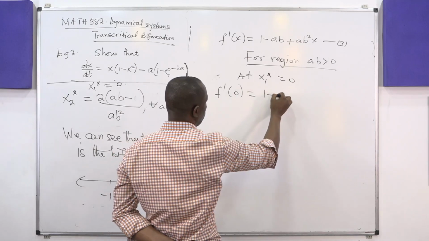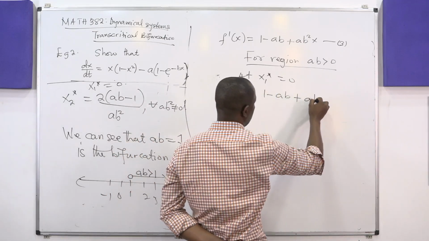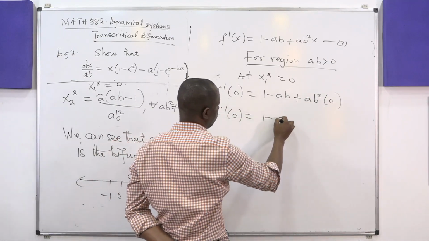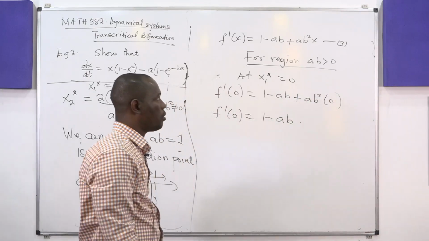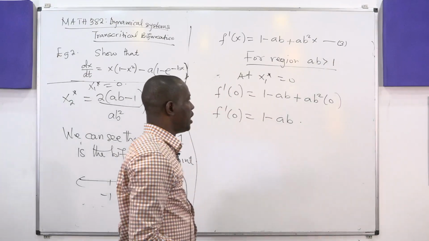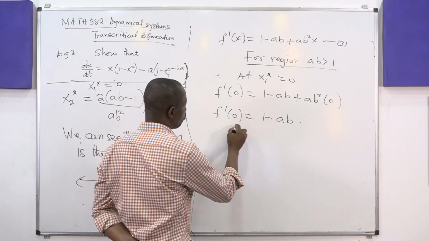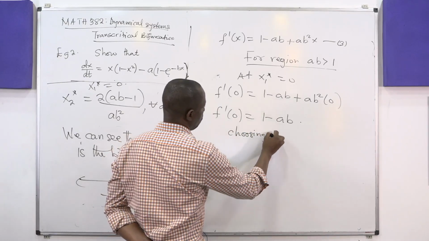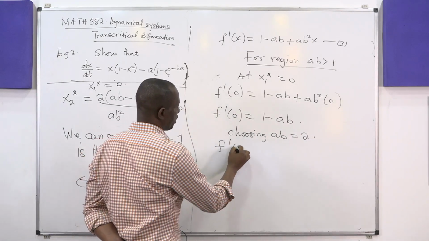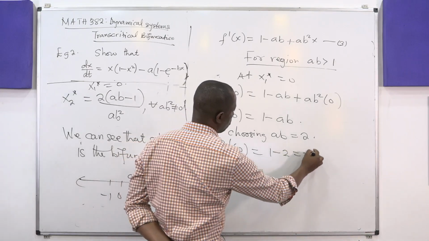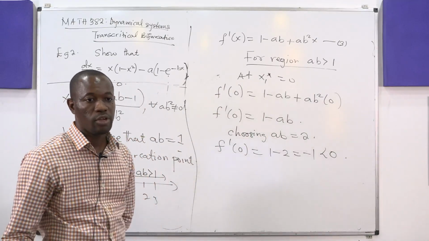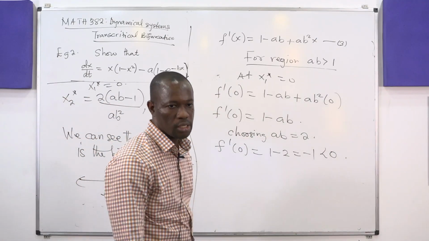We go on AB, so we have to redo this one again. Then f prime at 0 is 1 minus AB. But AB is greater than 1. We can pick any value, maybe AB equals 2. What do we get? f prime at 0 is 1 minus 2, which is minus 1, and this is less than 0. Any value in the region where AB is greater than 1 satisfies this. That is it. Is that okay?